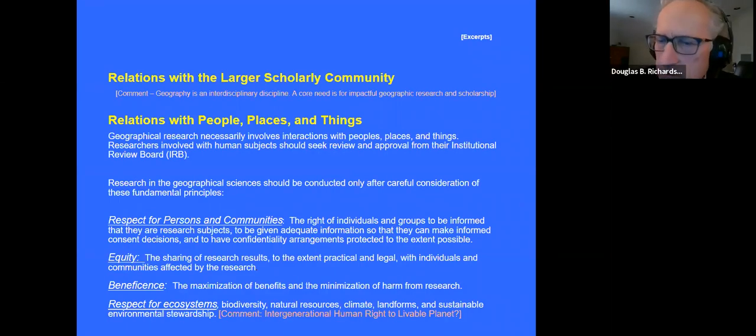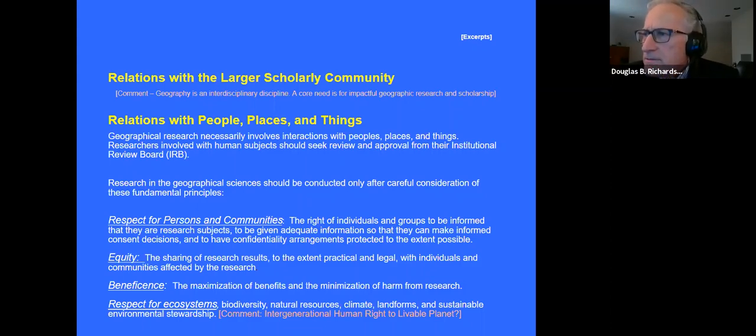Relations here with two different groups: relations with the larger scholarly community, and relations with people, places, and things. Some of these are just sort of self-evident, but I'd like to comment on the first item here.